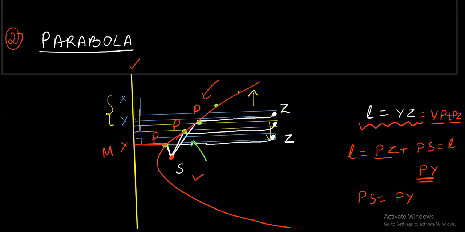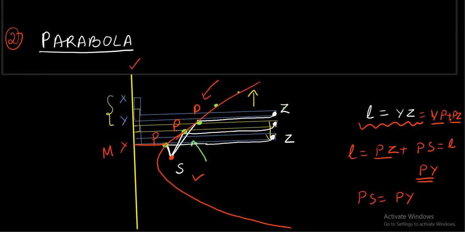What is the basic definition of the parabola? It is the locus of that point P which moves in the plane containing a fixed line and a fixed point. The point is not on the fixed line, and the point P moves in such a way that its distance from the fixed point is always equal to its distance from the fixed line.